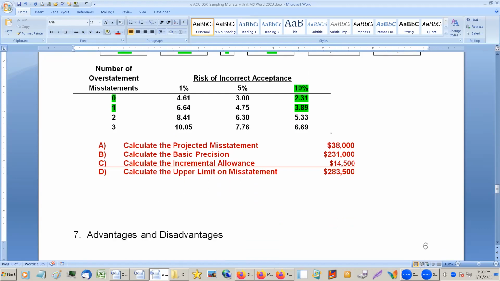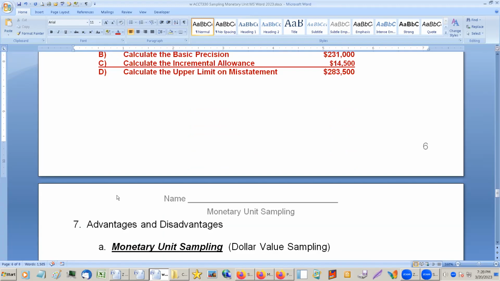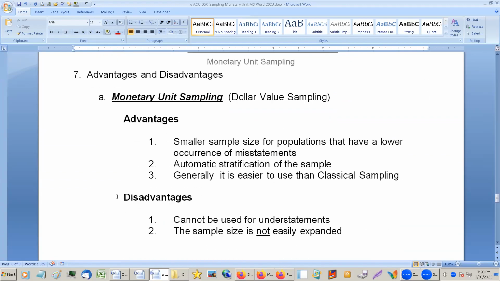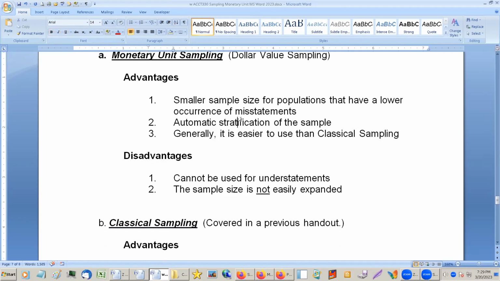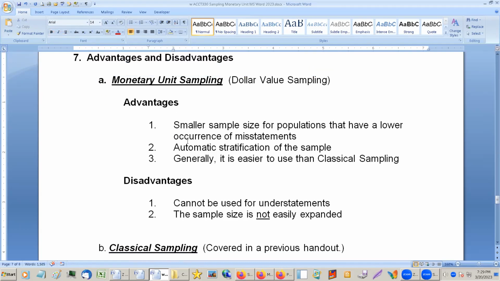Okay, so wrapping this up, the advantages and disadvantages. One of the big advantages of monetary unit sampling is that if you don't have very many misstatements, you get a smaller sample, and sometimes much smaller.